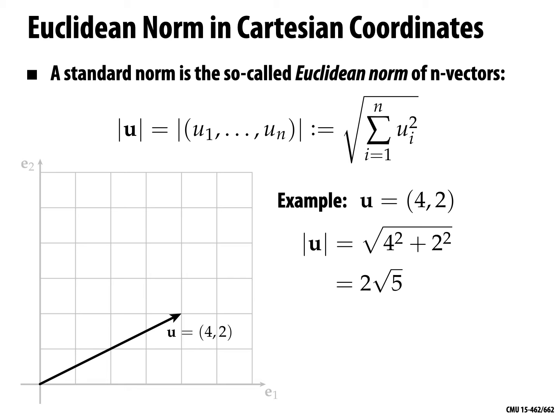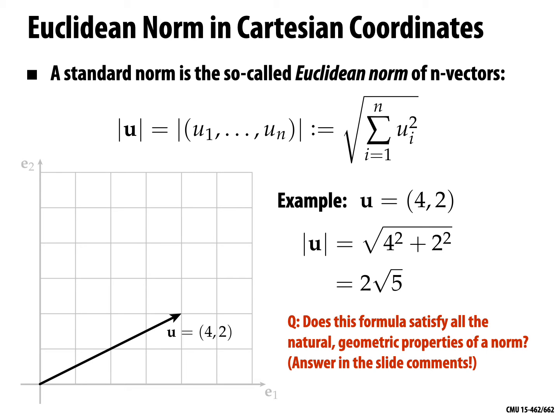Now, I have said this is a norm only by using the word norm at the top of the slide. I didn't actually show you that this little formula, the square root of blah, blah, blah, actually satisfies those axioms we had for a norm. So does it satisfy those properties? Well, why don't you go ahead, try it at home, and give an answer in the slide comments. Show me why this is a norm.